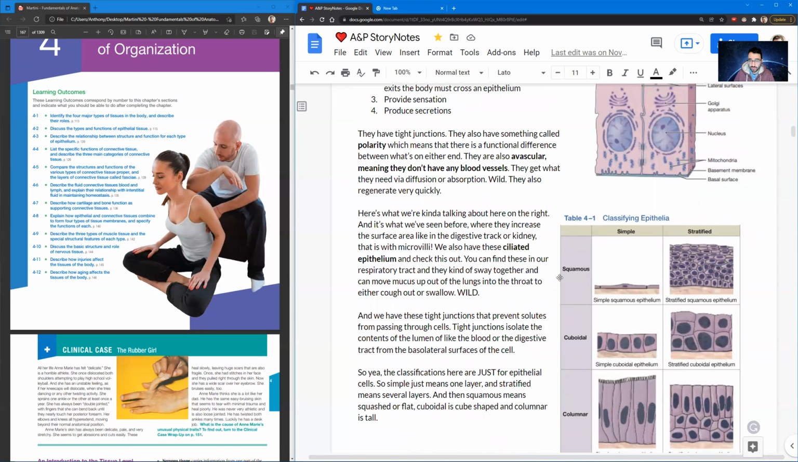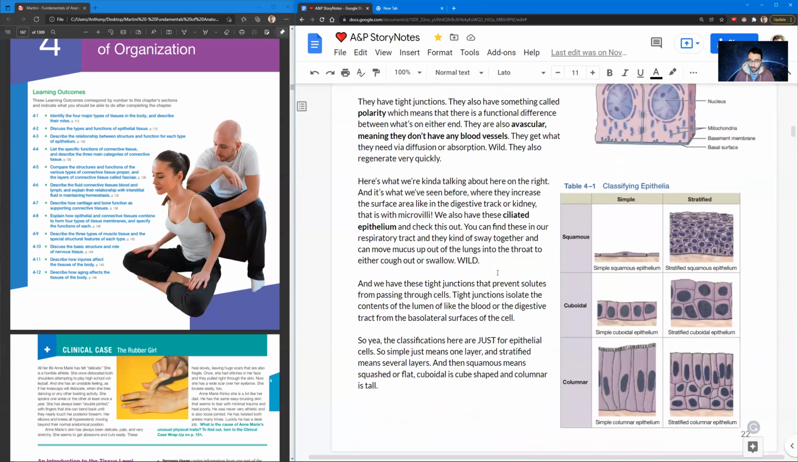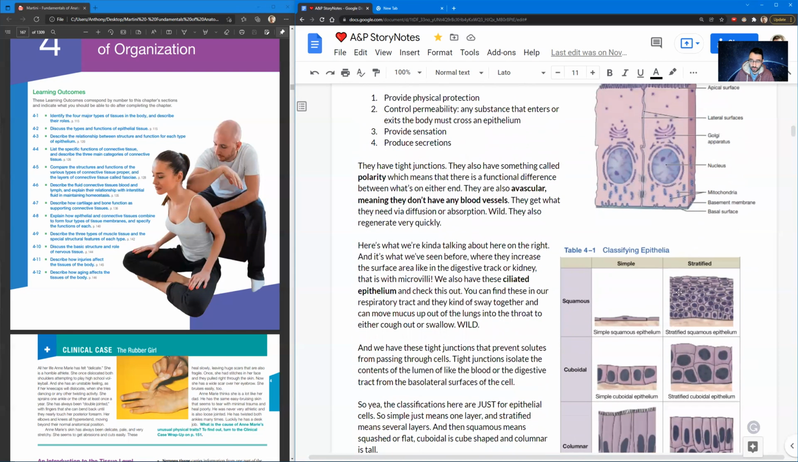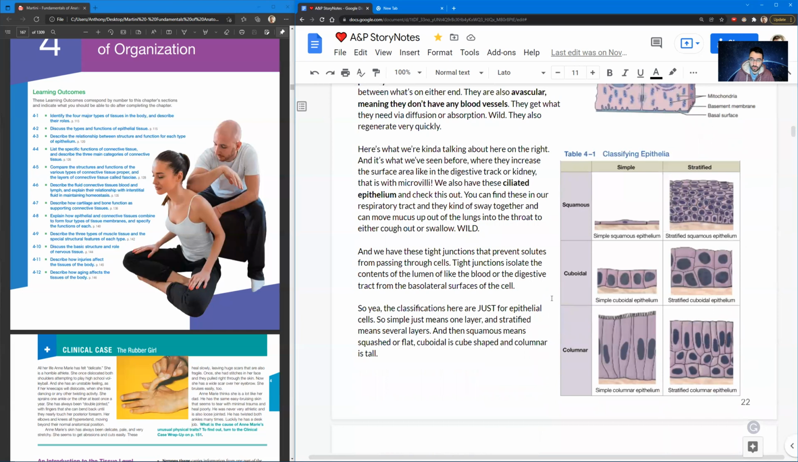So yeah, we've kind of seen this before. If you took bio, you have the ciliated epithelium, which we have here on the right. And polarity means there's like a functional difference between what's on either end. So you have the cilia and the microvilli here on what's called the apical surface. And then on the basement level, or the inside level, you have the basal surface. Okay. And these are all the different types here.